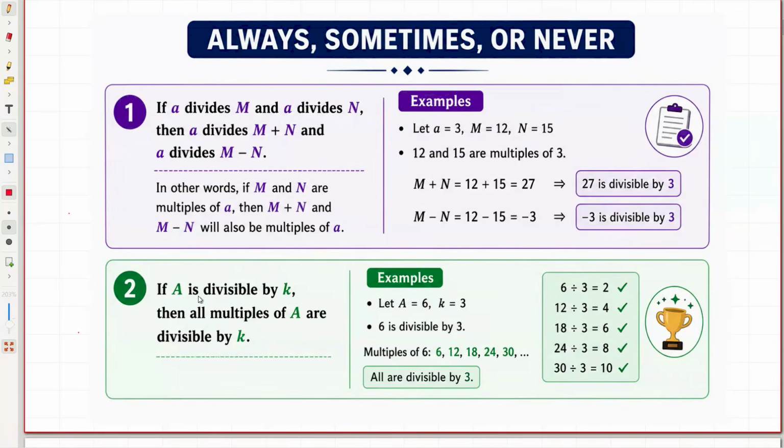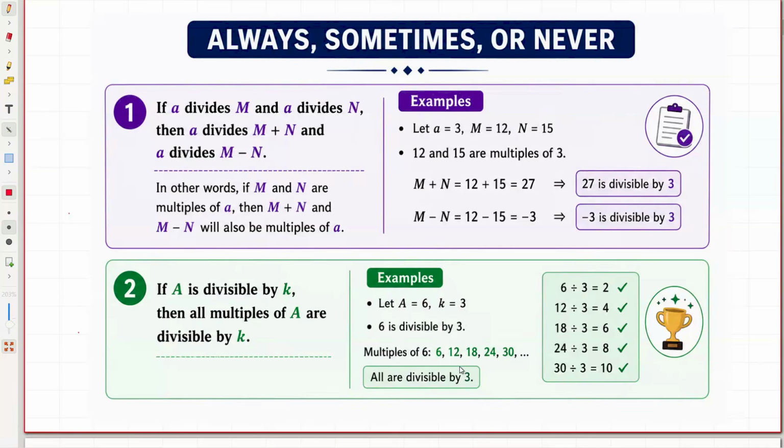Second one: if A is divisible by K, then all multiples of A are divisible by K. For example, A equal to 6, K equal to 3. 6 is divisible by 3. Then the multiples of 6, that is 6, 12, 18, 24, 30, are also divisible by 3. That is the meaning.